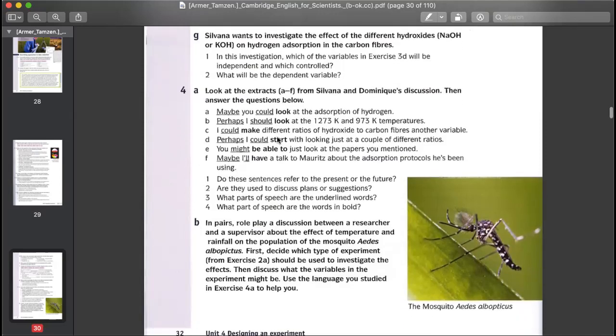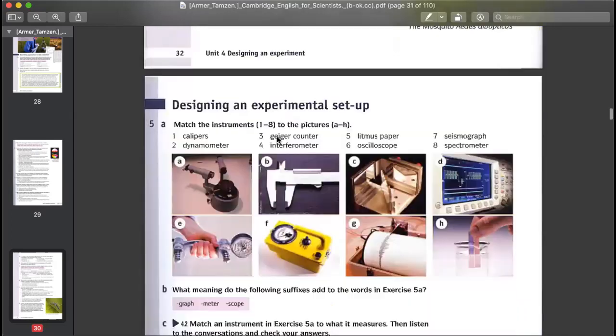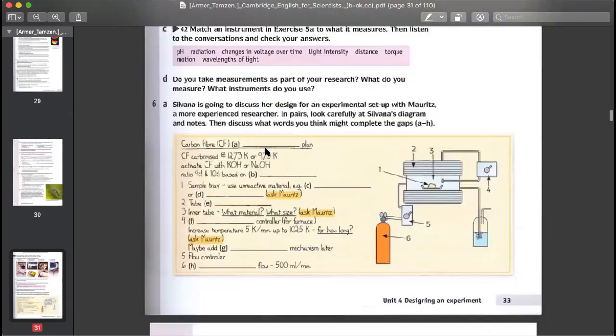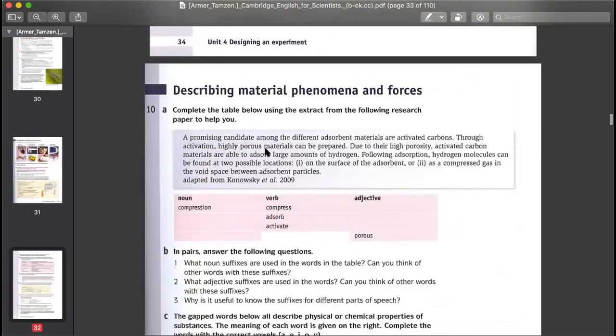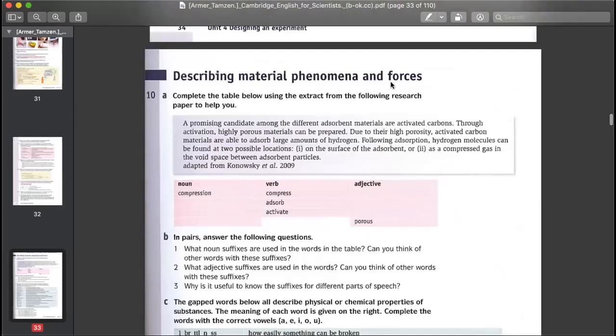So 4A also is a very important question. Designing an experimental setup is not included. Let's go immediately to describing a material phenomena and forces.